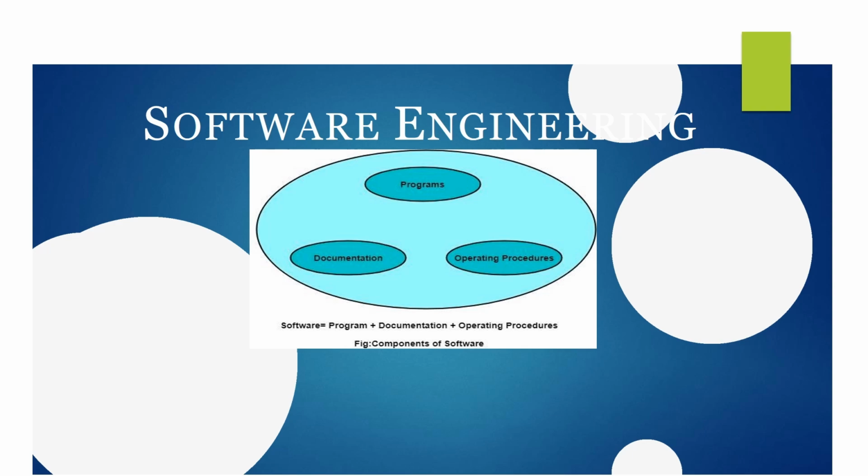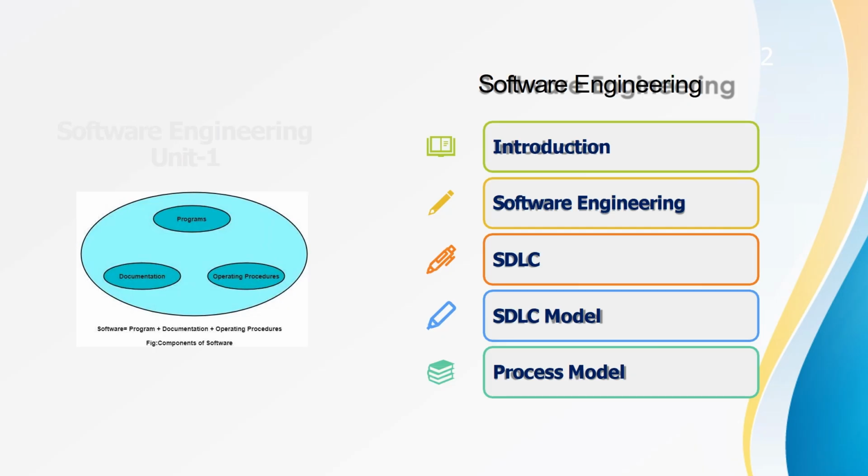Here we are going to discuss all these topics: an introduction to software engineering concepts, software development life cycle concepts, and the types of models in SDLC. The next topic is the process model. Process means all the activities which are included while developing software products.